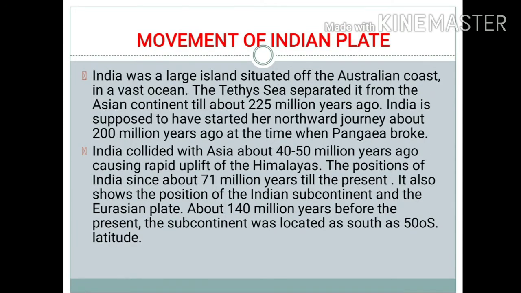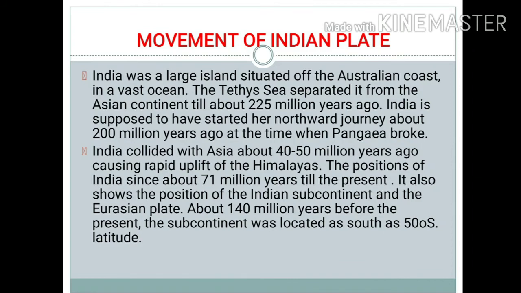Now comes the last topic of this chapter, which is the movement of the Indian plate. India was a large island situated off the Australian coast in a vast ocean. The Tethys Sea separated it from the Asian continent till about 225 million years ago. India is supposed to have started its northward journey about 200 million years ago, at the time when Pangaea broke. India collided with Asia, causing the rapid uplift of the Himalayas.